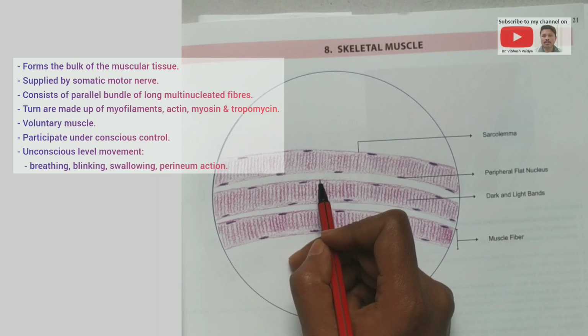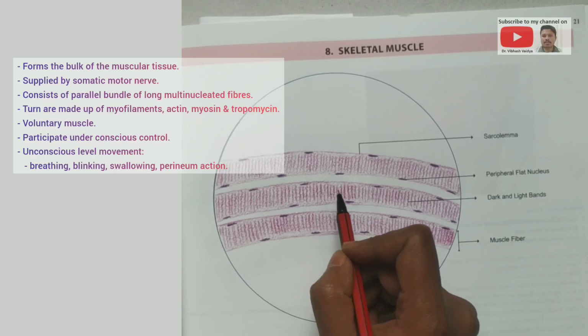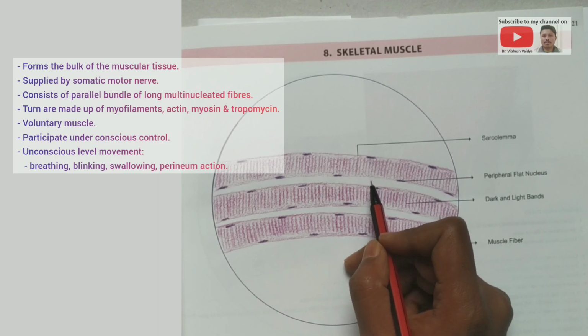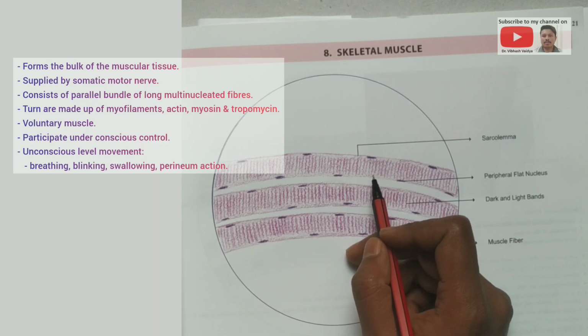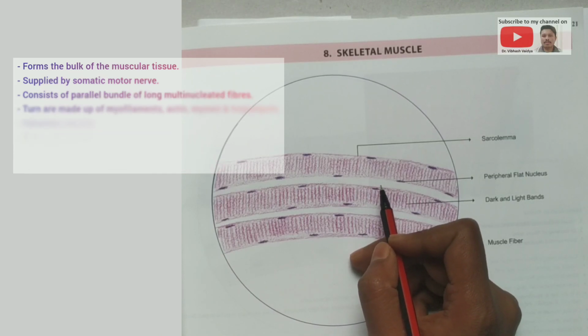Skeletal muscle is also called voluntary muscle because the movements in which it participates are often initiated under conscious control. But this is a misleading term because skeletal muscle is involved in many movements, for example breathing, blinking, swallowing, and action of the muscles of the perineum, which are usually at the unconscious level.